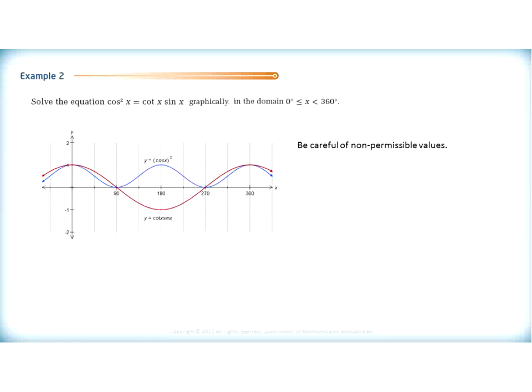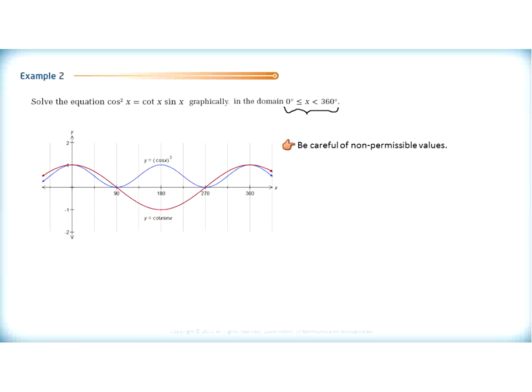Example 2. Solve the equation cosine squared x equals cotangent x times sine x graphically in the domain between 0 and 360. Now again, look at your domain, because your domain in this case includes 0, because 0 is less than or equal to x, which is less than 360, but it doesn't include 360. So we're looking for the solution of this equation within this domain. Again, all we need to do is graph the left side of the equation, y equals cosine squared x, and I've done that here in blue. I've graphed cotangent x times sine x in red.